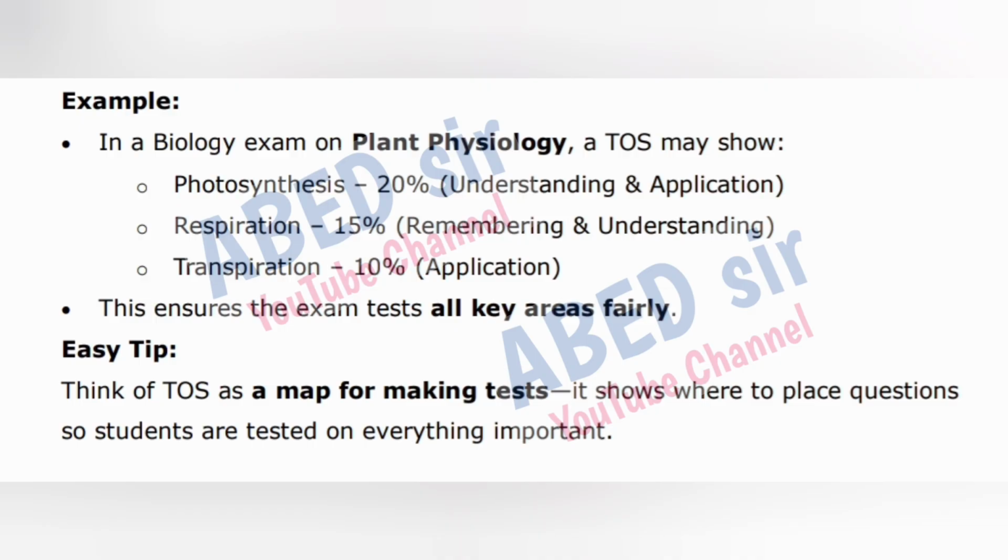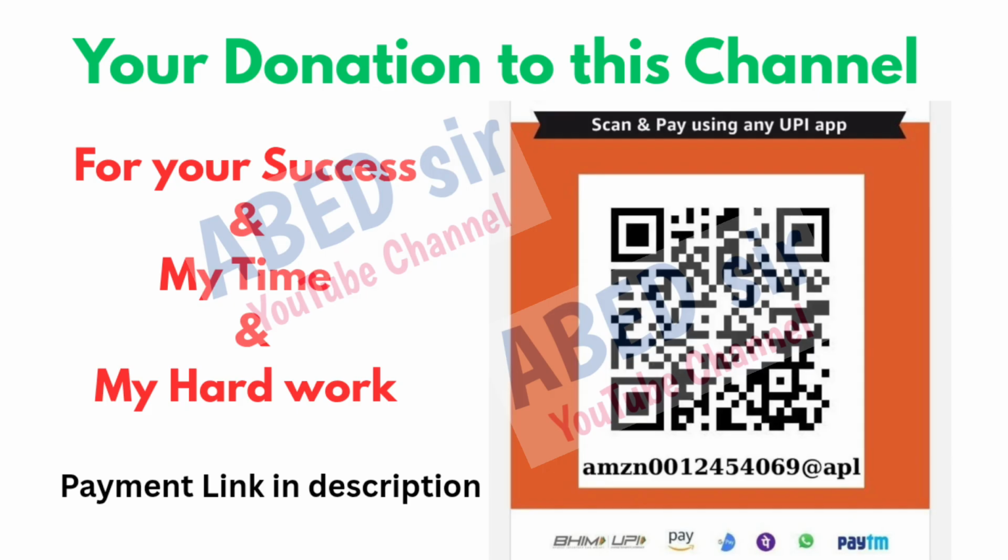This ensures the exam tests all key areas fairly. Easy tip. Think of TOS as a map for making tests. It shows where to place questions so students are tested on everything important. Next, Unit 10. Long questions.